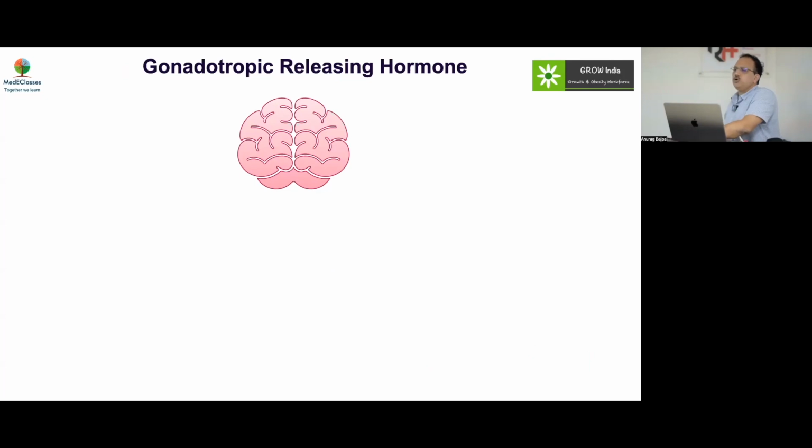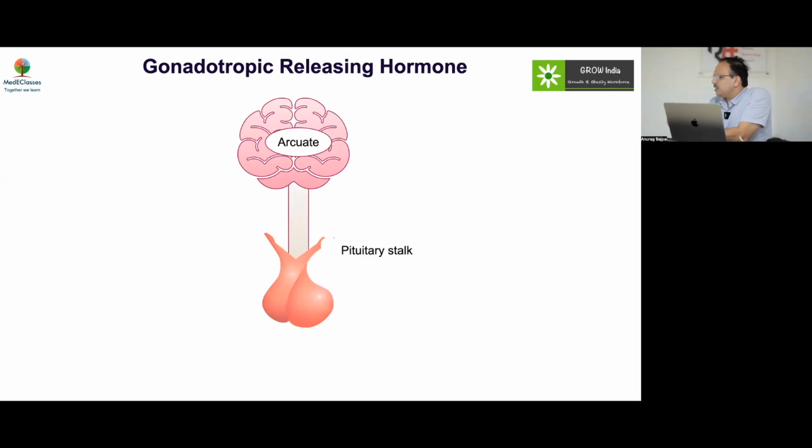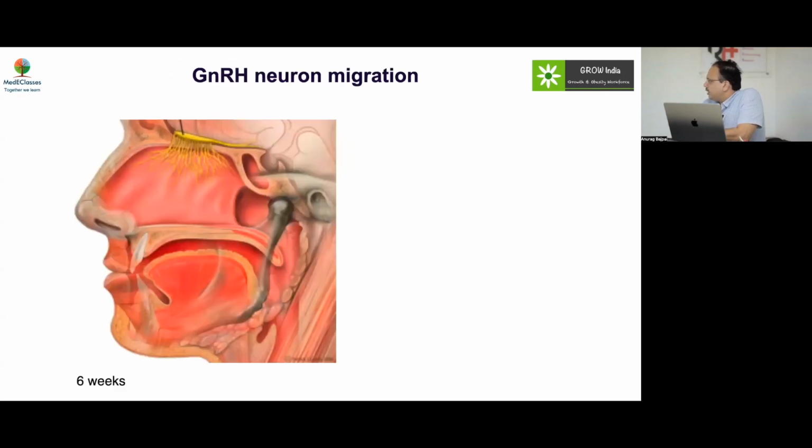The most important of all of this is, of course, the GnRH. GnRH is largely secreted by the arcuate nucleus of the hypothalamus, and these neurons are then taken through the hypothalamic hypophyseal portal system through the stalk.